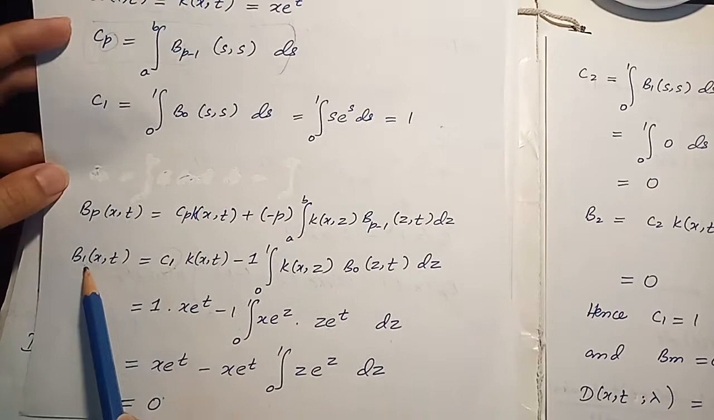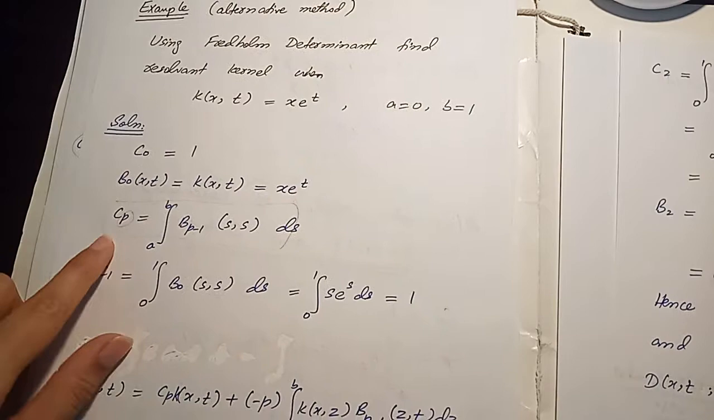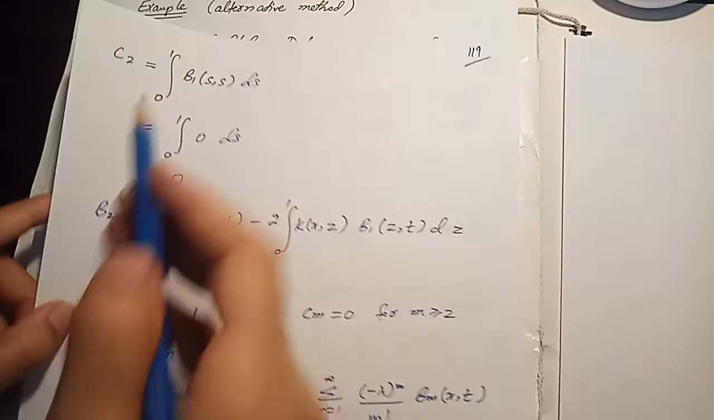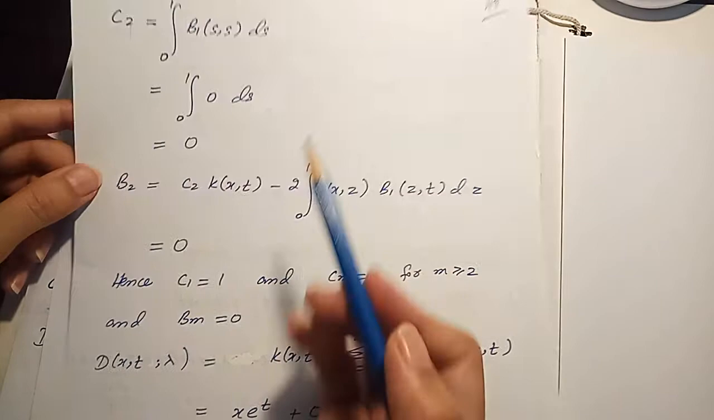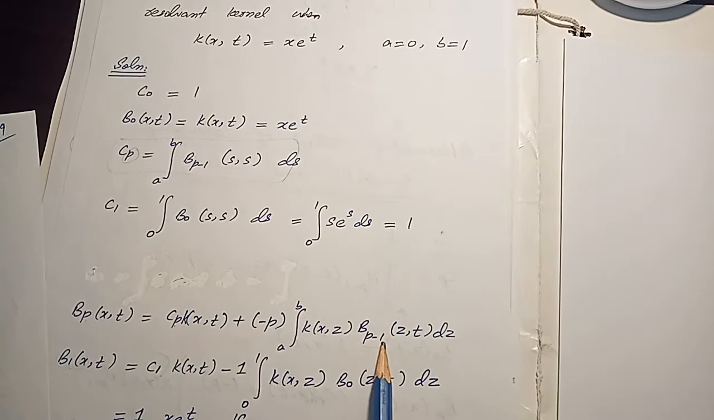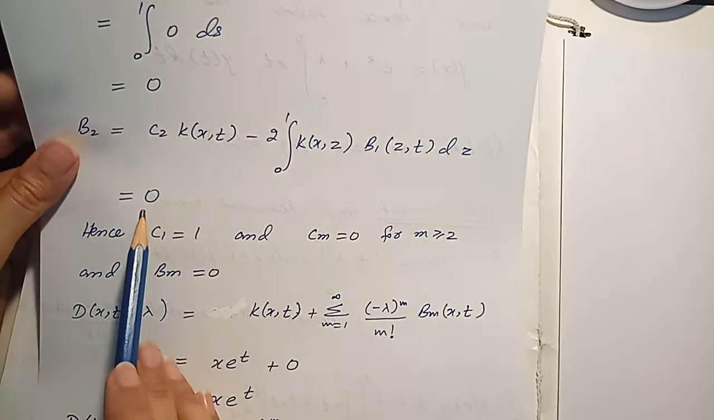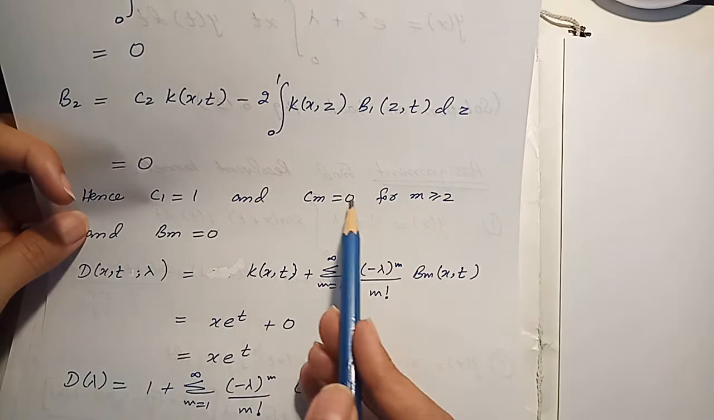Okay, you found the C1, you found the B1, now let's find the C2, then we will find B2. For C2, it's going to be B_1(s,s). See, for C2 you got B_1(s,s) and you know that you got B1 as 0 here. You plugged in here, so C2 is 0, so it means all the C's are going to be 0. Now let's find the B2. For B2, I put the p as 2 here. Here 2 minus 1 means B1. Just plug in all the values here, simplify and get B2 as 0. So what it means? It means C1 is 1 and all other C_m are 0 for m greater or equals to 2. And B_m is 0.